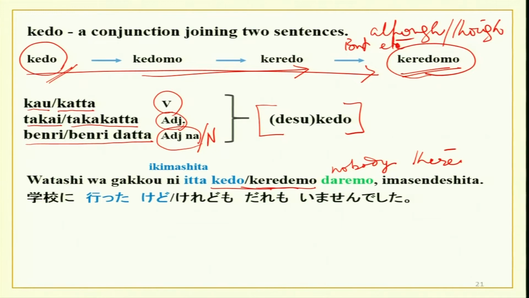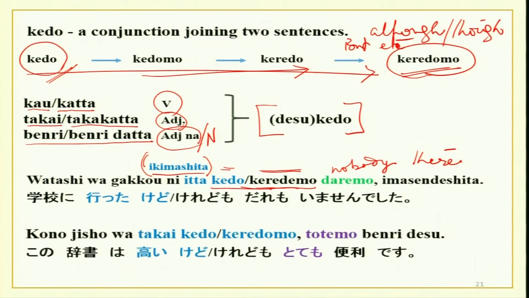You can also make it polite if you want to use it with keredemo, and also with kedo. All you need to do is to put the verb in masu form, and that will make the sentence polite even with kedo. Now, kono jisho wa takai kedo, takai keredomo totemo benri desu.